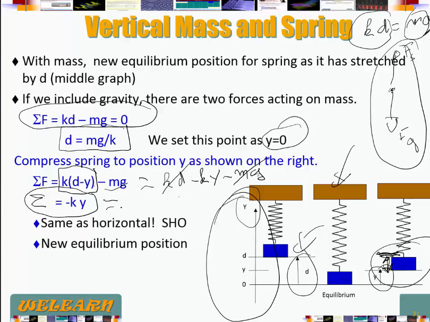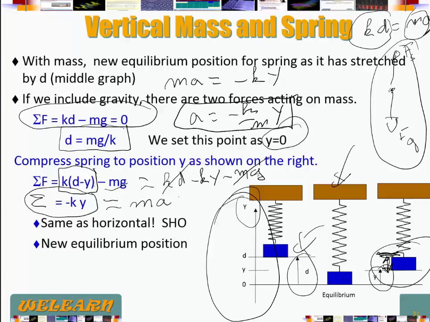And this should be equal to ma. In this case, I'm going to write it on top here. We have ma is equal to minus ky, or a is equal to minus k over m times y. This is exactly the same expression that we have for a horizontal spring, except we had an x here instead of a y. So in other words, whether the spring mass is horizontal or vertical, we still have simple harmonic motion.